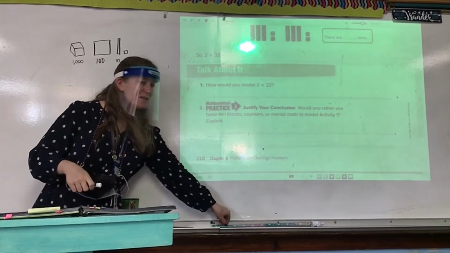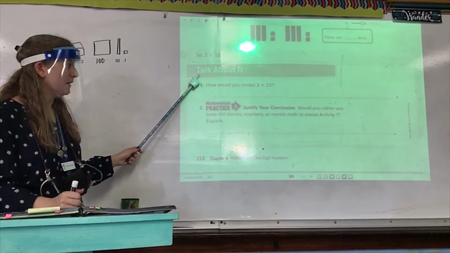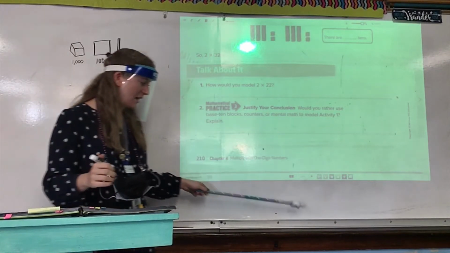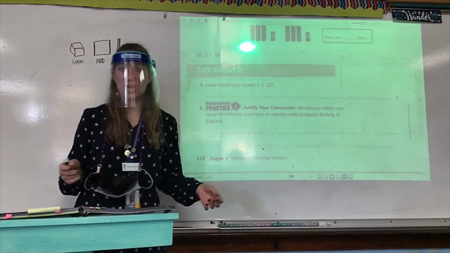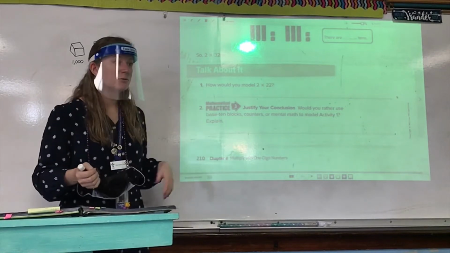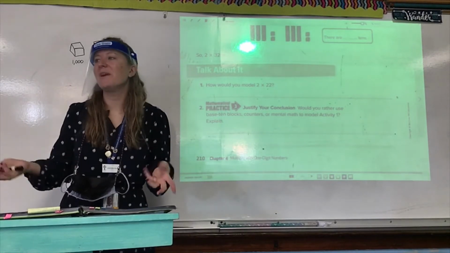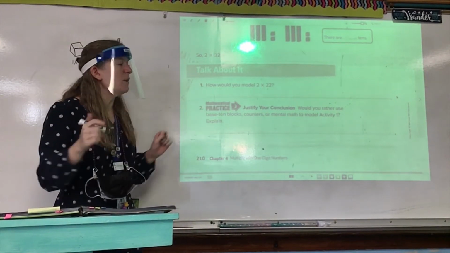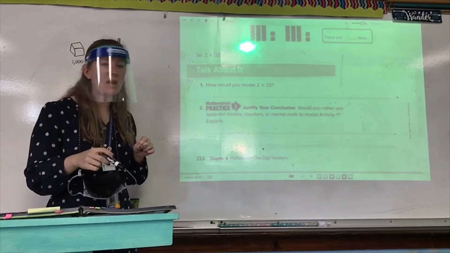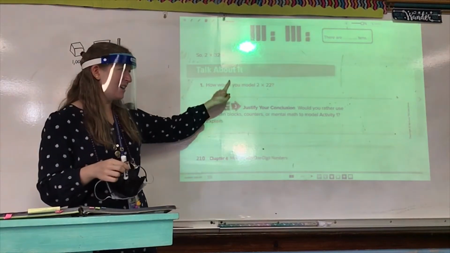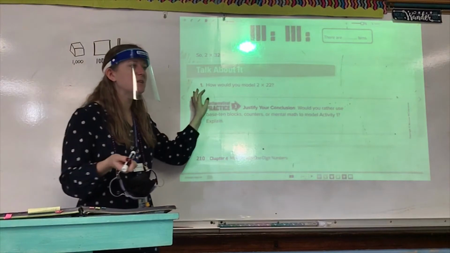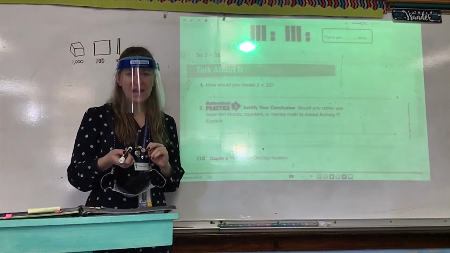Everybody, finger, pencil on the talk about it. Now this is where we don't actually show the model, this is where we only write words. Now sometimes we have to write a number, but our answer is in words. So number 1, how would you model 2 times 22? I'm not going to draw a model of 2 times 22. I need to explain in words how I would model it.